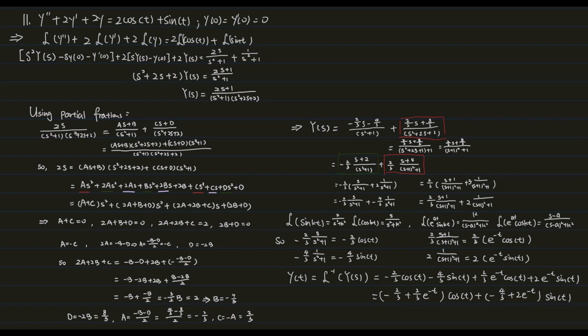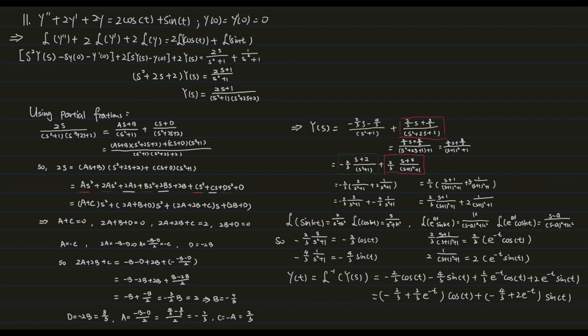Then d is equal to 4 over 3, a is equal to negative 2 over 3, and c is equal to 2 over 3. Then we plug in all the a, b, c, d, and we get Y(s) equals this equation. Then we solve the 2 over 3 times s plus 4 over 3 over s squared plus 2s plus 2.